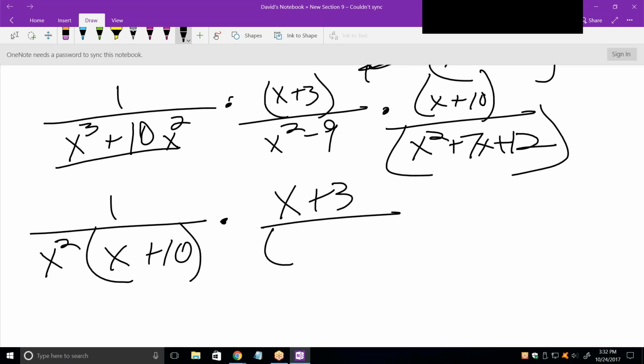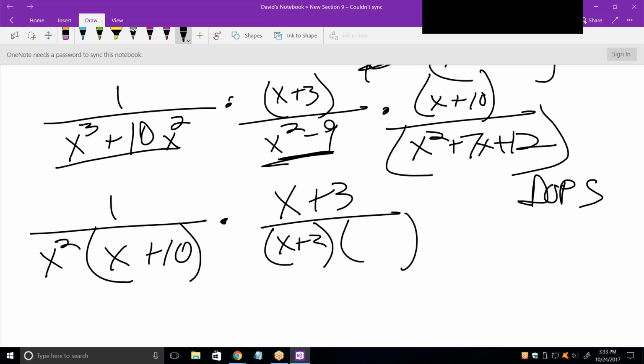All right. The bottom, what do you call this x squared minus 9? There's a name for that, and it's useful to remember it. I call it dopes. Difference of perfect squares. Well, how does that factor? x plus 3 times x minus 3.